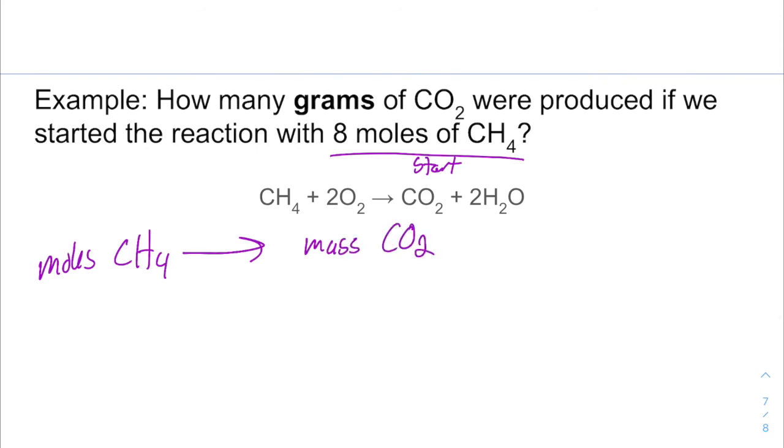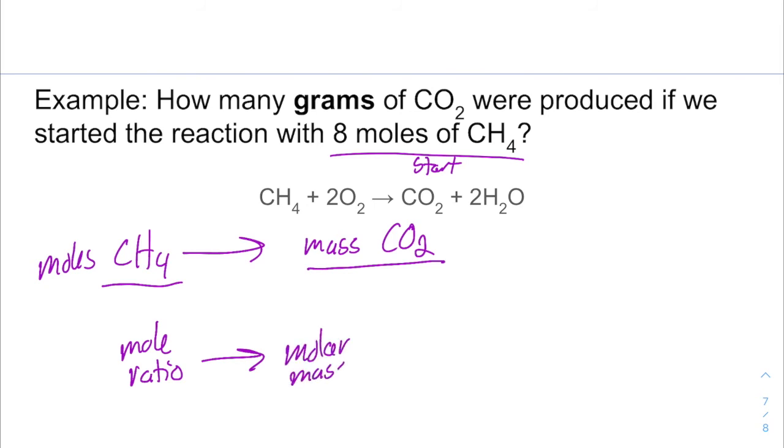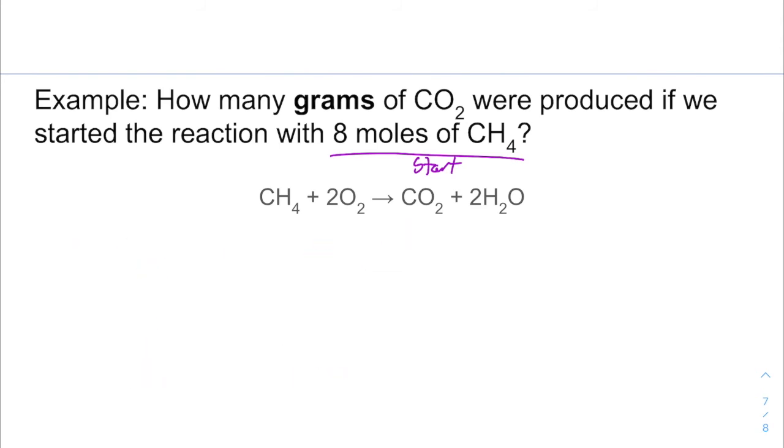Just like we've been doing, we can take a look at this and decide what conversion factors might we use for this. I'm saying that we're starting with moles of CH4, and we need to end with mass of CO2. That means we're going to first have to use a mole ratio, then a molar mass. So this is going to be 2 steps. So let's start mapping this out. If we start with our 8 moles of CH4, let's get it to moles of CO2 using what we have been doing the past couple examples.